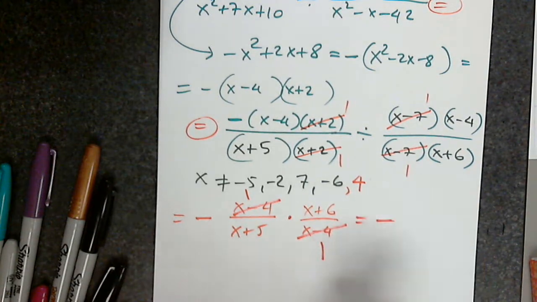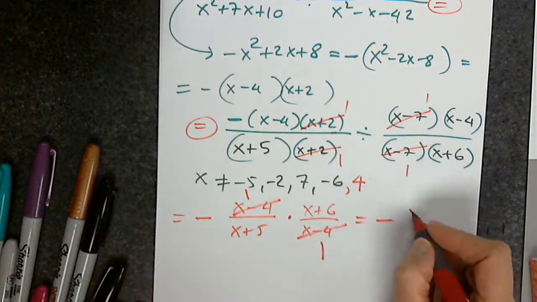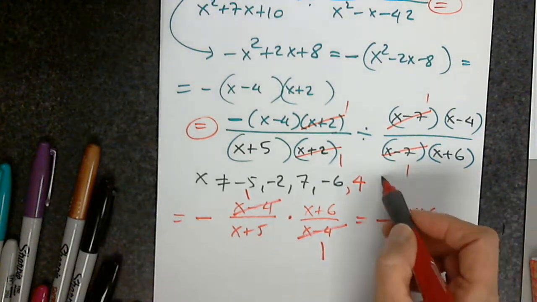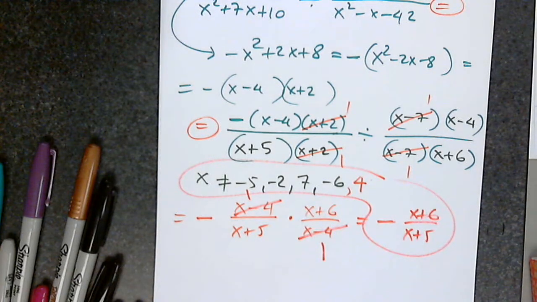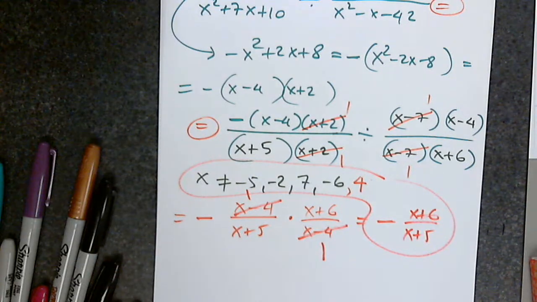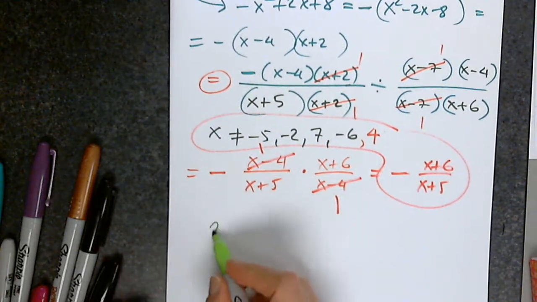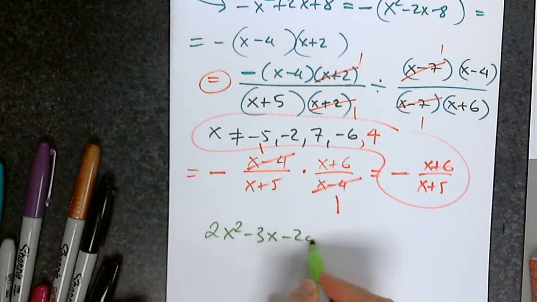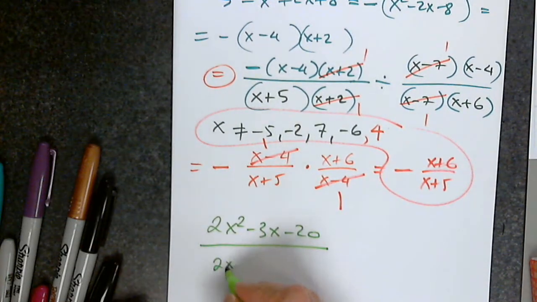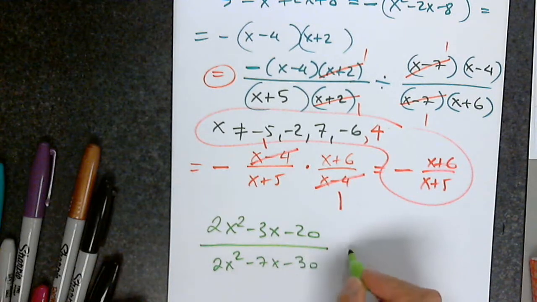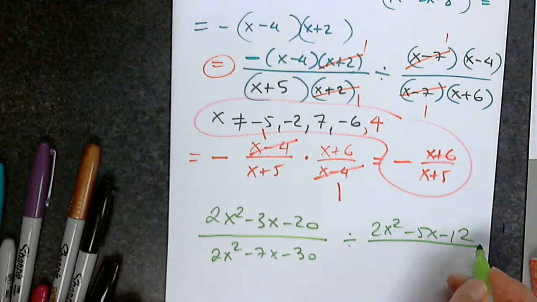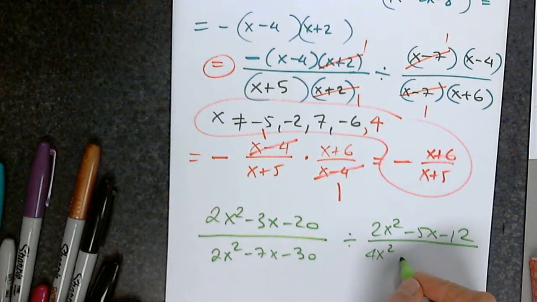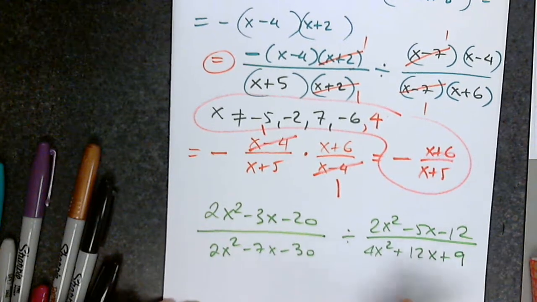So the simplified form is negative in front of the fraction line, indeed, x plus 6 over x plus 5. Of course, all this is included. Any questions on division? Okay, let's do the last one here for now. 2x squared minus 3x minus 20 over 2x squared minus 7x minus 30 divided by 2x squared minus 5x minus 12 over 4x squared plus 12x plus 9.